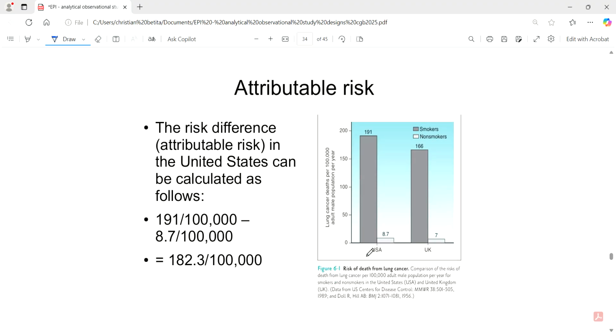Example of attributable risk is the risk difference between smokers and non-smokers versus lung cancer. So smokers, the risk of developing lung cancer is 191 per 100,000. And for non-smokers, it's 8.7 per 100,000 in the US. All right. So subtracting the two risks, you get 182.3 per 100,000. So this is the risk difference between smoking and non-smoking in the United States.